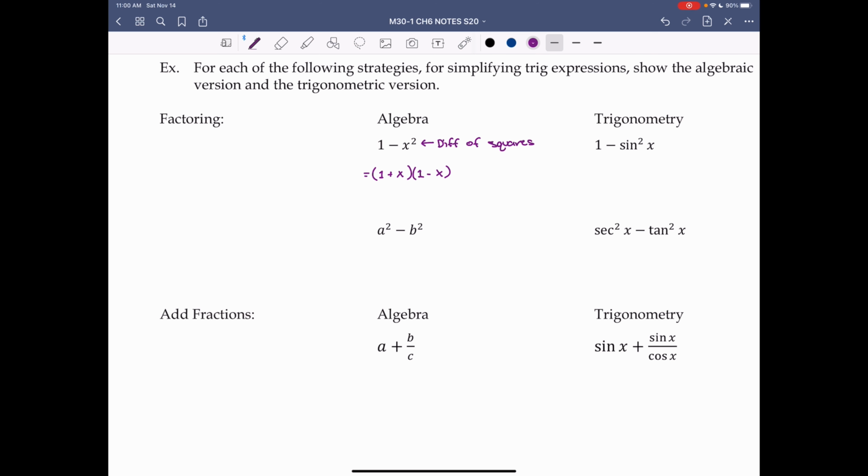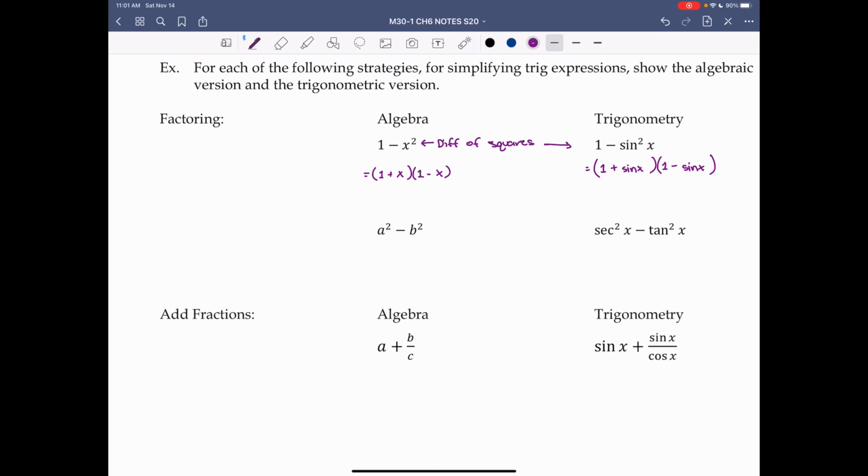A trigonometric expression that's similar, 1 minus sine squared x. Again, this is a difference of squares. So same thing, two factors. Make your factor a little bigger because we're going to have to write sine x in there. Square root of the first term is 1. It goes at the beginning of each factor. Square root of the last term, sine squared x. If you square root that, you get sine x. That goes at the end of each factor. 1 gets a plus and 1 gets a minus.